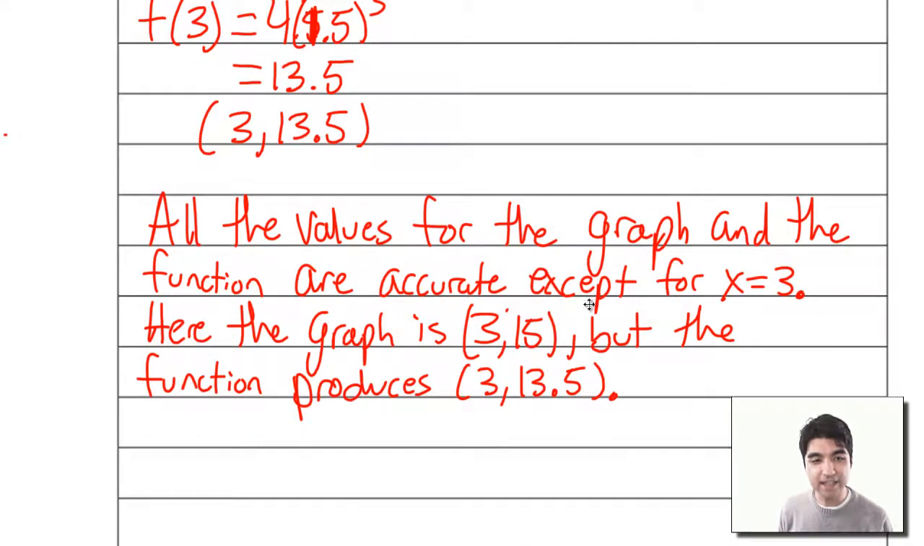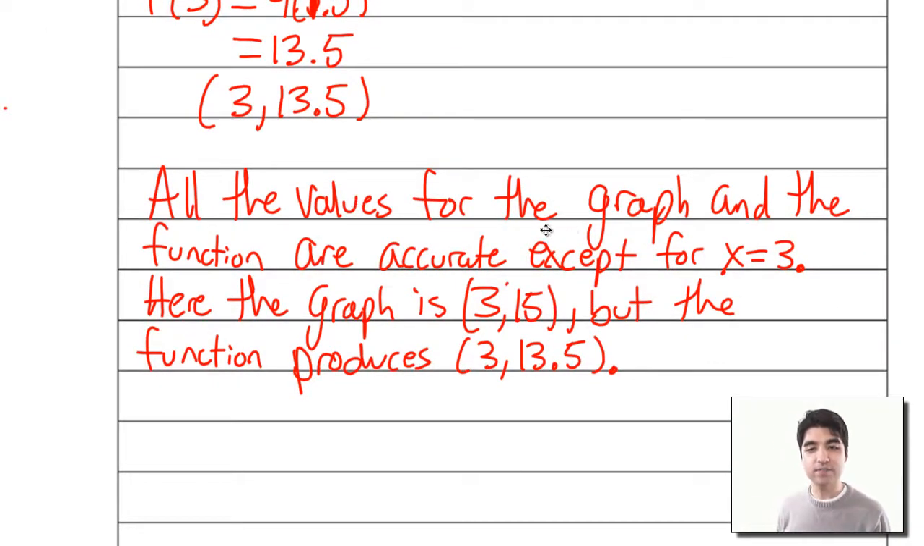So when I wrote my answer, I said all the values for the graph and the function are accurate except for when x equals 3. Here the graph is 3, 15, but the function produces 3 and 13.5. So you're comparing the graph and the function, and 3 of the values were accurate, but the fourth one wasn't accurate. So you just want to explain this in your paragraph.